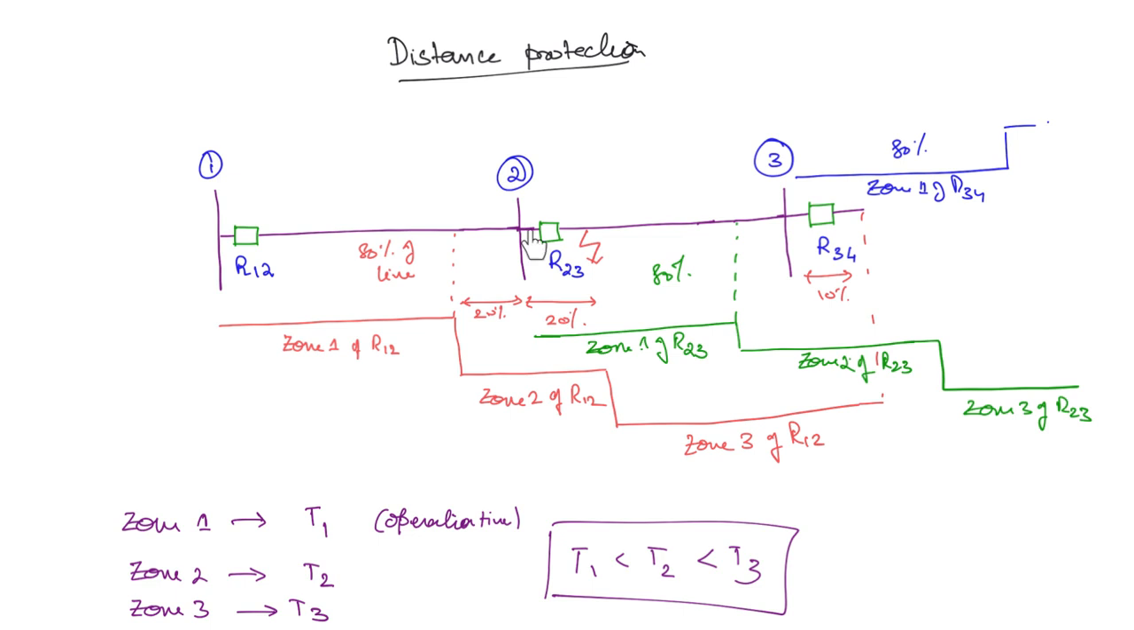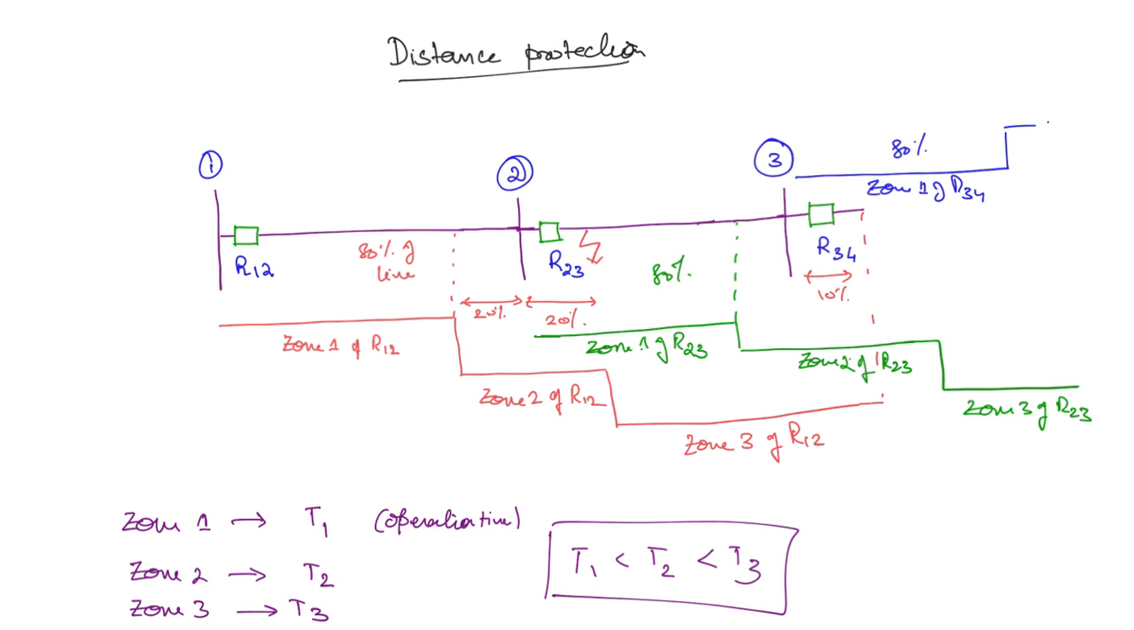Now here it is falling under zone 1 of R23, so this will operate almost instantaneously. If this doesn't operate, then the next distance relay will come into the picture. See, it is under zone 2 of R12, right? So this is going to be cleared by this relay if the other is failing to operate. So R12 is offering a backup protection for this fault. That is the purpose of zone 2.